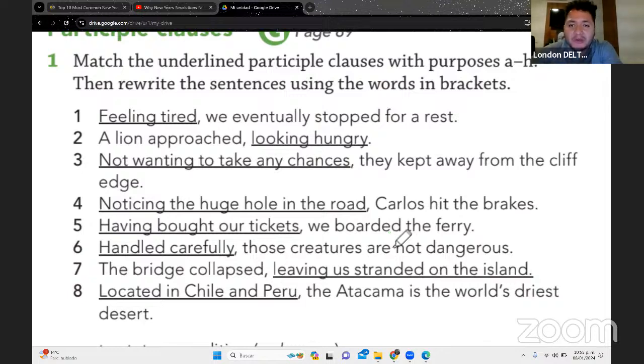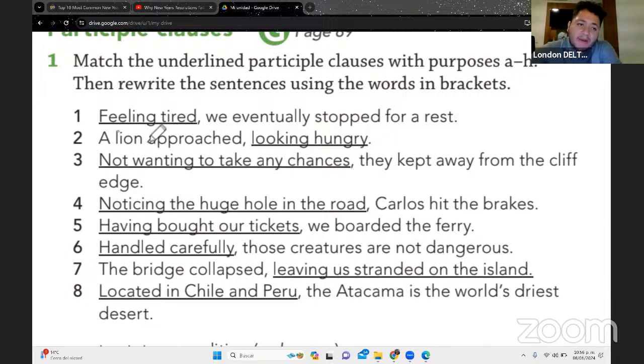Pero aparte esto nos da información. Todas estas formas de gerundio, recuerden, gerundio es la forma de ing. Ya ven, no solamente es de reducir, también nos da información adicional, right? For example, number 1, aparte de decirnos que estábamos cansados, nos está diciendo la oración 1 la razón por la que nos detuvimos, que es feeling tired. Number 2 gives us additional information about the lion that was looking hungry. Otro uso que estamos utilizando en number 2 es que el león, aparte que se acercó, se veía hambriento, es decir, nos dan información adicional.